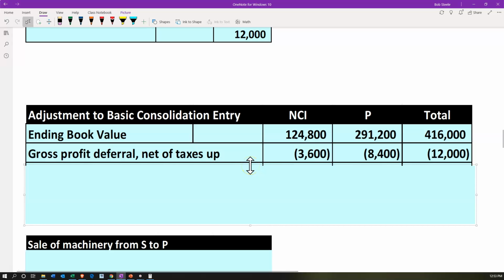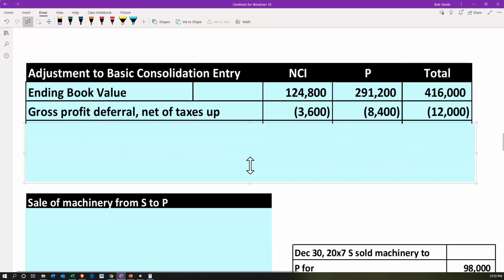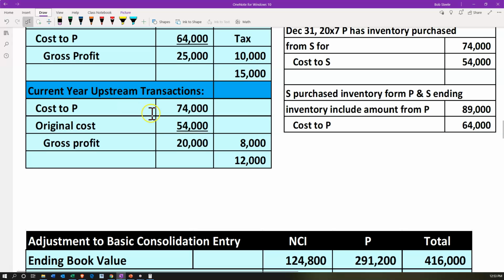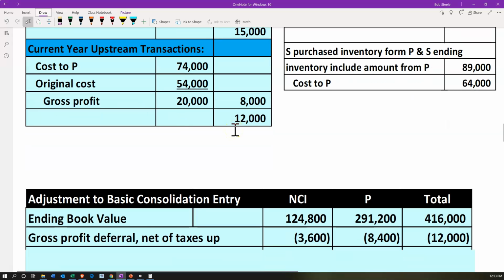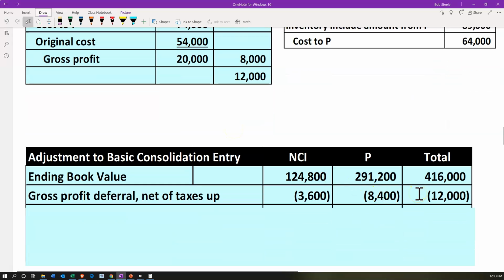Then we got the gross profit deferral net of tax up. And this is going to be coming from the transactions we did up top. So this is the current year upstream transaction. We're taking that 12,000. That 12,000 I'm going to say is the total here. And then that 12,000 total is going to have a negative impact on this adjusting entry. We'll take the 12,000 times the 0.7. That'll give us the 8,004, and of course that 12,000 times the 0.3 will give us that 3,006.